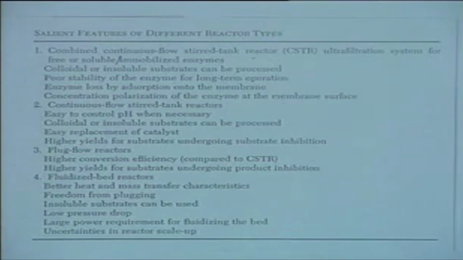And of course we have talked about higher yields for reactions undergoing substrate inhibition. Then in the case of plug flow reactors, often it has been noted that the conversion efficiencies are much higher compared to CSTR, and the major reasons for that are two. Broadly speaking, we will see the quantitative analysis of reactor performance in both the cases, but the major reason is that most of the enzyme reactions are inhibited, if not excessively, then mildly, by product concentration. So the plug flow behavior minimizes the product concentration at any given point.